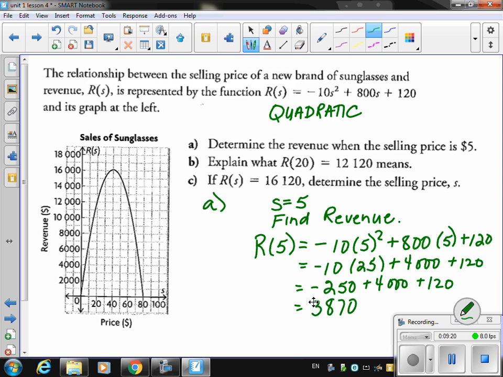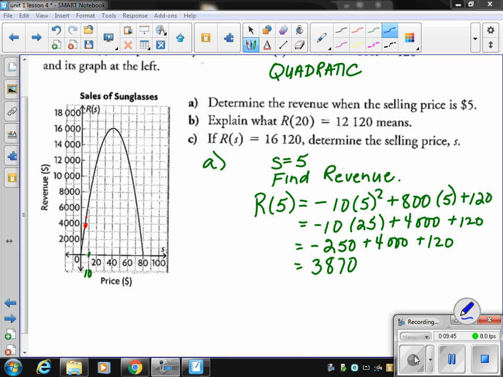Let's see if that makes sense on our graph. This mark is 10. So the 5 is in the middle there. I'm going to try my best. There, that's more accurate in there. Really hard to see. 3,870 is certainly a reasonable answer from our graph.